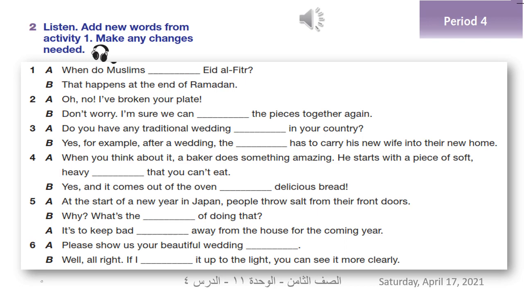Check your answers. Okay, are you ready? Okay, let's start. Period 4. Activity 2 and Activity 3.